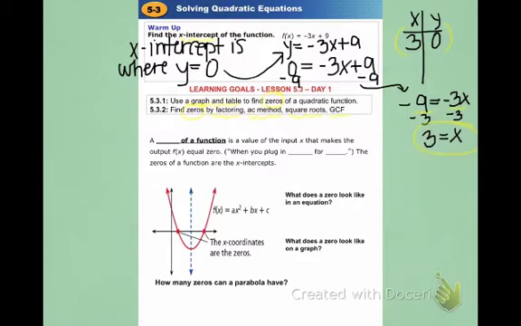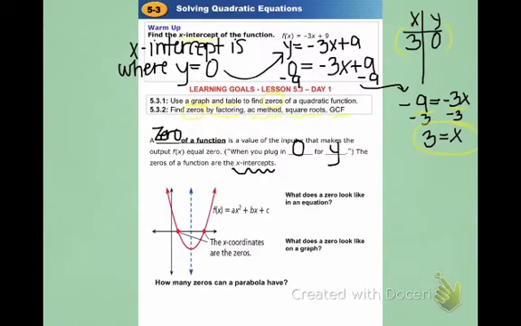In both of those learning goals, I mentioned the term zeros. Well, a zero of a function is a value of the input x that makes the output f of x equal 0, which is really what we were doing there in the warm-up. We were finding the x value that made the output, or the y value, equal to 0. So this is going to occur when we plug in 0 for y. And the zeros of a function are called the x-intercepts. So we're going to be looking for the x-intercepts of these quadratic functions.